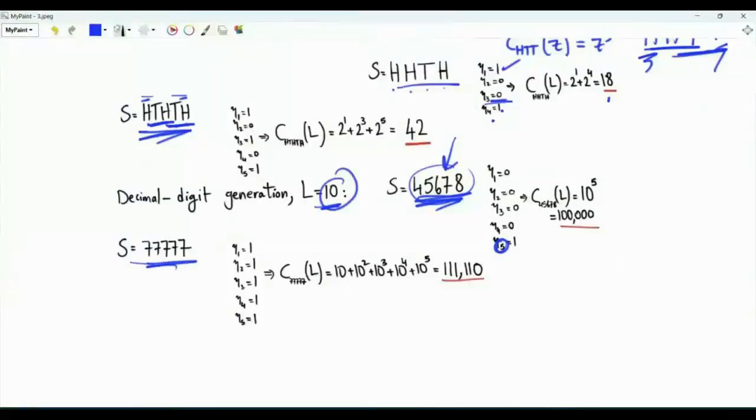If S is 5 sevens, note that here all the etas from eta 1 to eta 5 are equal to 1. And so the expected number of tries is 10 plus 100 plus 1,000 plus 10,000 plus 100,000. That is 111,110 tries on average.